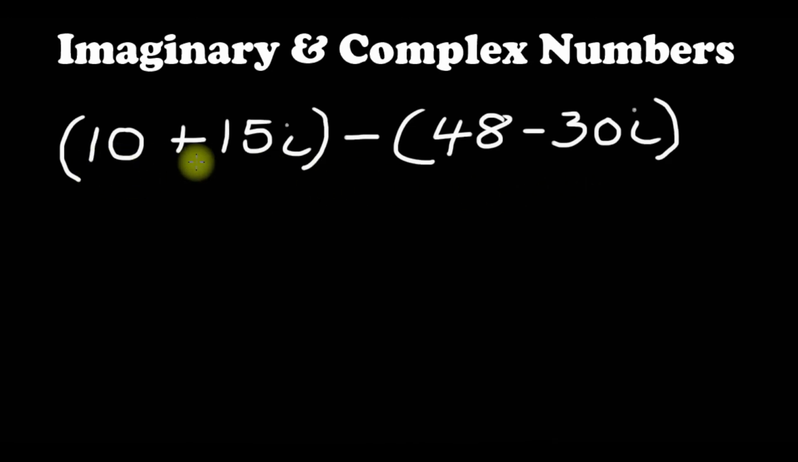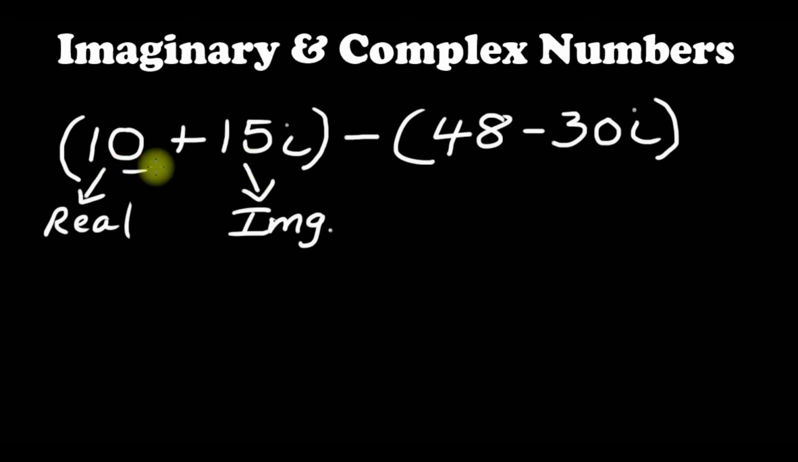So here, if you look, this is the real part. And this is your imaginary. So the 10 is the real and the 48 is the real. Now you're going to take 10 minus, because you get the minus here, 48. So what is 10 minus 48? Well, that's going to give you -38. Okay, so we're done with those.